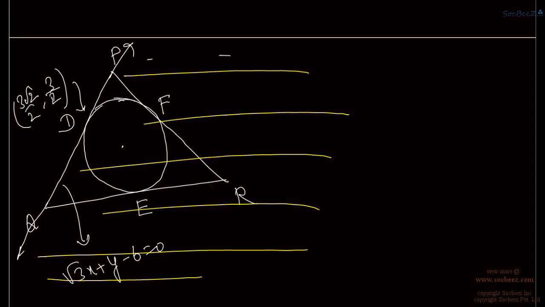Since we have a line PQ, the center must lie on a line which is perpendicular to PQ, right? Because PQ is a tangent to the circle. And the center line also passes through the point 3 root 2 upon 2 and 3 upon 2, right?